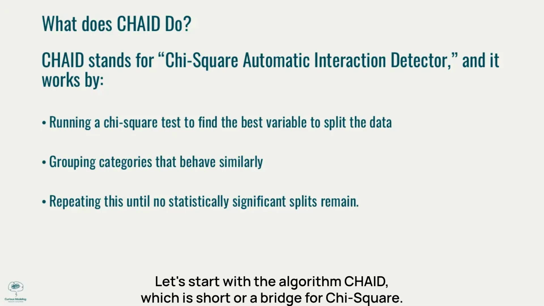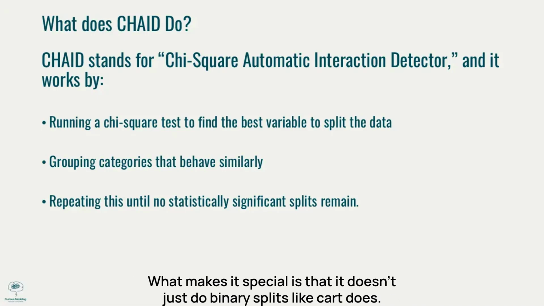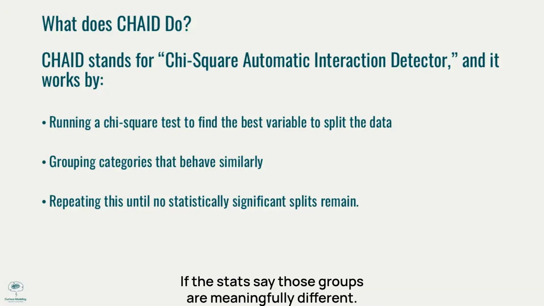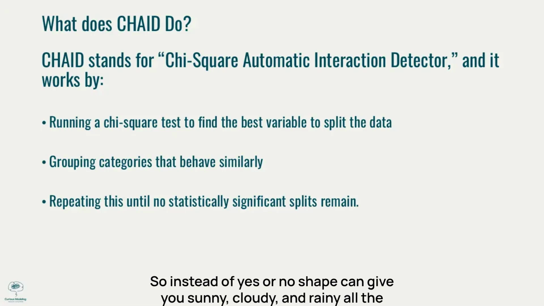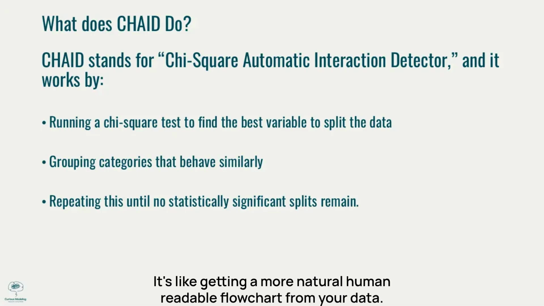Let's start with the algorithm. CHAID, which is short for chi-square automatic interaction detector, is a decision tree model that splits your data using chi-square tests. What makes it special is that it doesn't just do binary splits like CART does. It can split a node into 3, 4, even more branches if the stats say those groups are meaningfully different. So instead of yes or no, CHAID can give you sunny, cloudy, and rainy, all as separate branches from the same node. It's like getting a more natural, human-readable flowchart from your data.